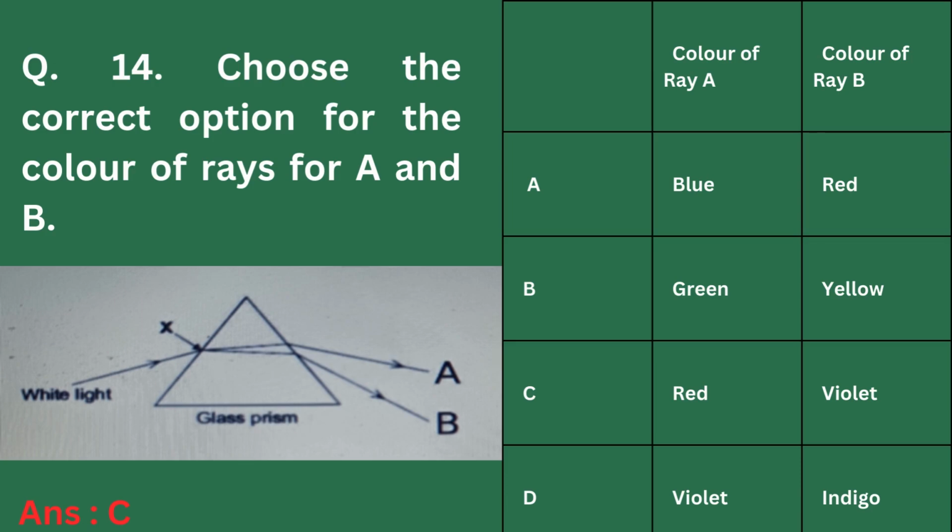Question number 14. Choose the correct option for the color of rays for A and B. In the diagram, white light is incident at X, and after refraction through the glass prism, two rays A and B emerge. The color of A and the color of B will be: option A, blue and red; option B, green and yellow; option C, red and violet; option D, violet and indigo.